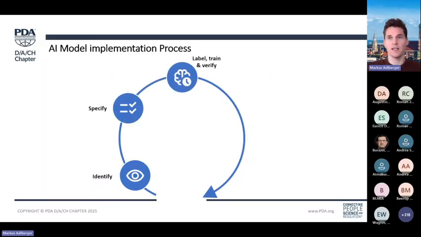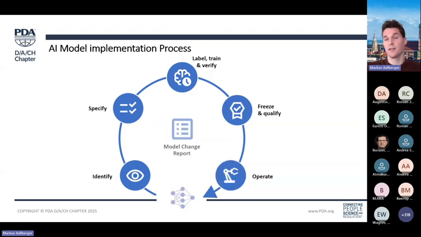How can you implement an AI model in your AVI process? First, identify your current issue in your production, then specify what the AI model should find and how to integrate it in your vision concept. Which classical parts do you want to keep or remove? Then build a new model. That means labeling, training, and verifying. Also document the model development process, and then freeze and qualify the recipe with the AI model, and then run the AI model in production.